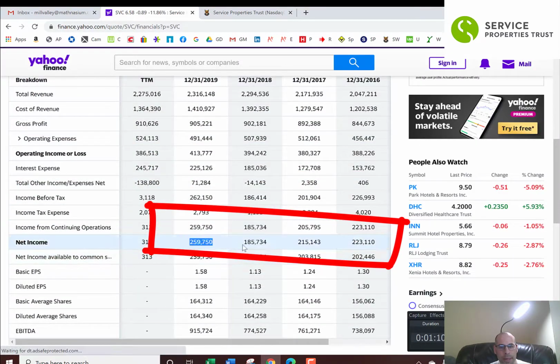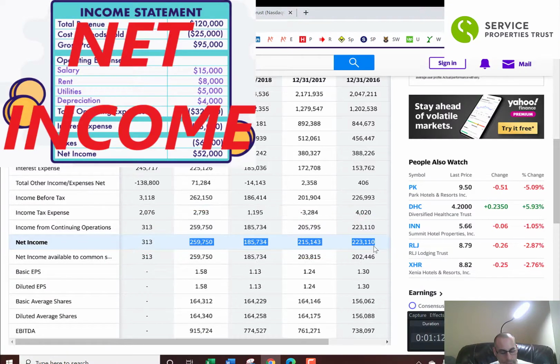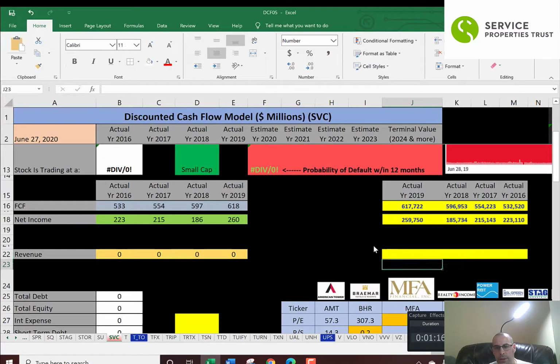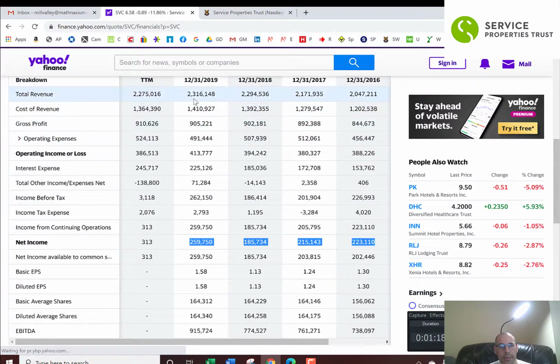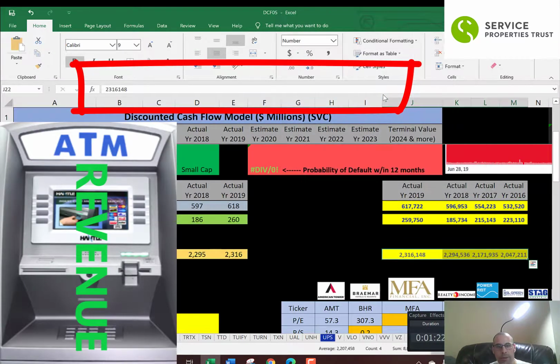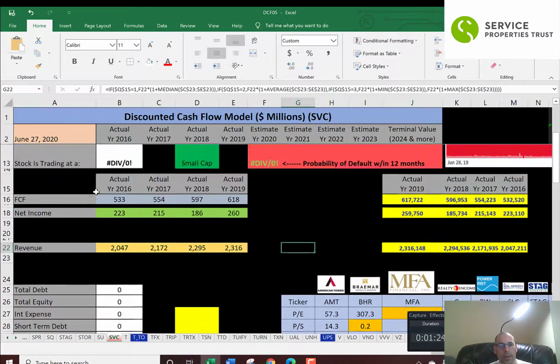Next, we're going to get the net income, and that's on the income statement, the profit and loss. And then we're going to get the revenue, which is the sales. And we'll put 4 years of each into the model. And we'll take a quick look at the numbers.